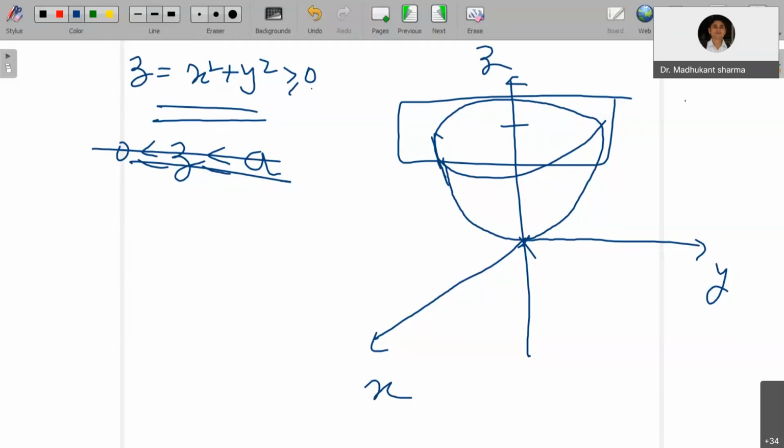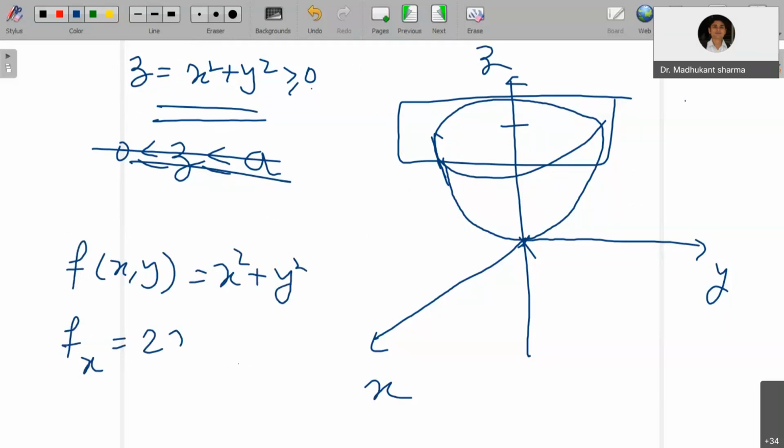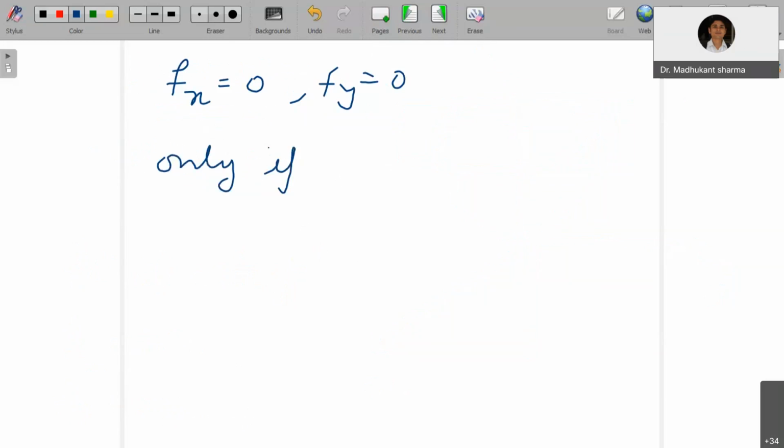So let f of x comma y equal x square plus y square. For the point of extremum, what you need to see is that the first order partial derivatives vanish. So we get fx is 2x, fy is 2y. Now the extremum theorem tells you that fx equals 0 and fy equals 0 only if x equals 0 and y equals 0.